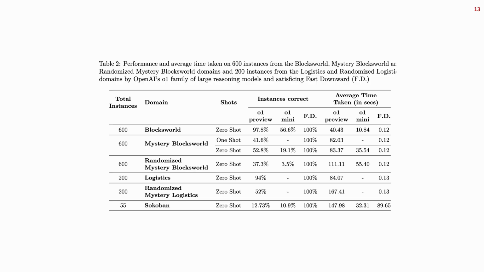This is with not just blocks world, mystery blocks world and the randomized mystery blocks world, but also logistics, mystery logistics, and Sokoban. Remember Sokoban, which is the non-ergodic domain. You notice that in Sokoban in particular, it's 12.73% for O1 preview, compared to 97.8% accuracy in blocks world. You understand the difference in terms of ergodic versus non-ergodic worlds. So Sokoban is still pretty darn high cost for any of these reasoning models, and this was at that time itself, in September.